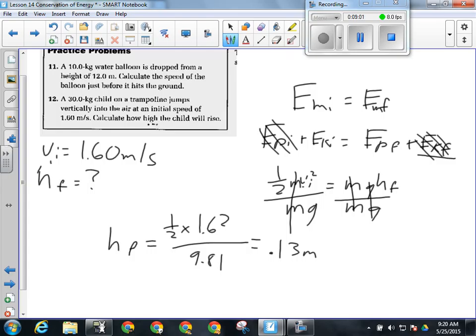Is this making a little bit more sense? Because we're going to crank it up a little bit here now. We're going to start working with problems that have all the kinds of energy at both points. So we'll have a little more stuff to fill in here pretty quick.